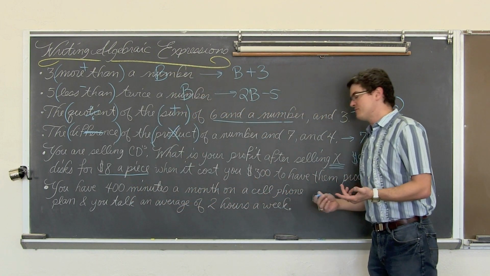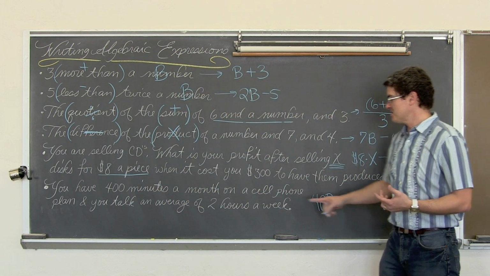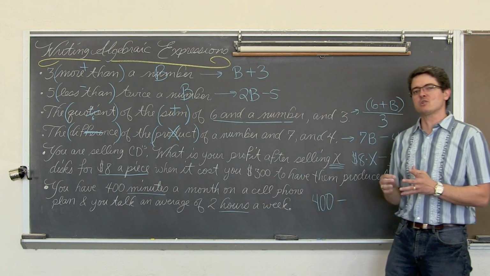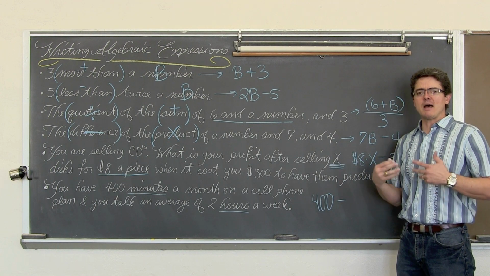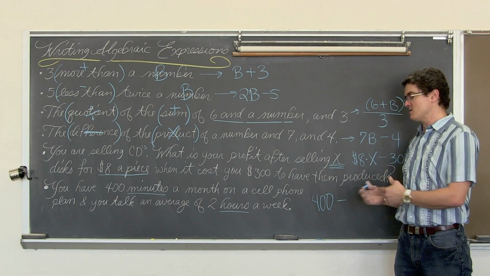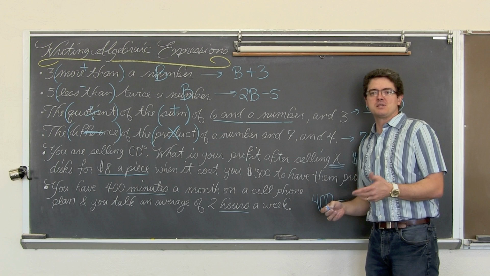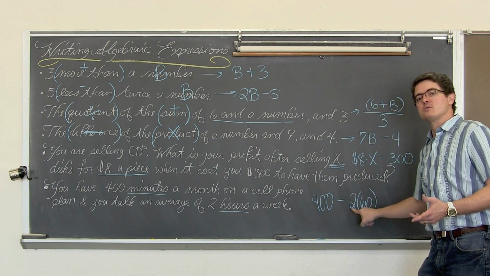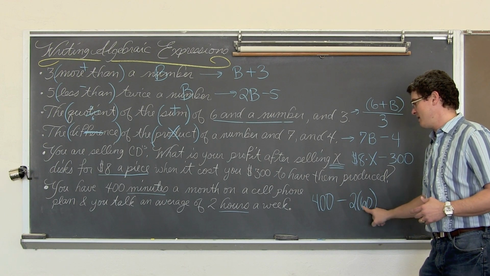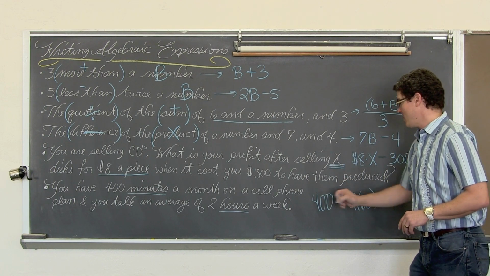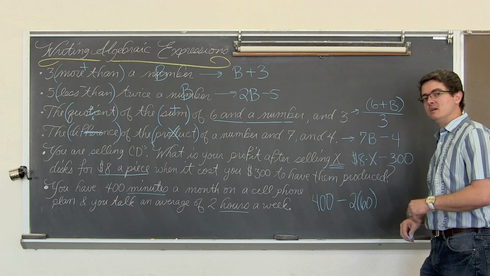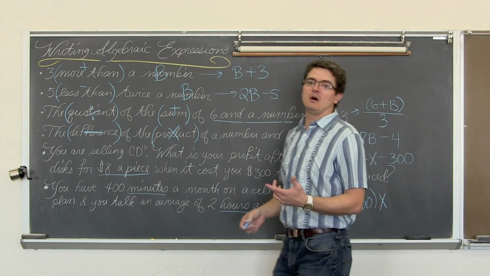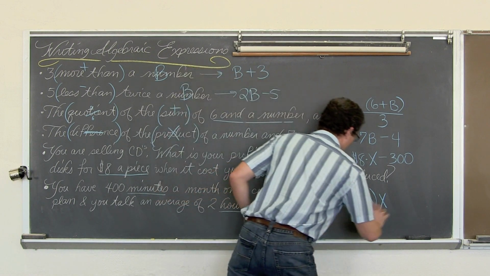Well, I'm talking an average of 2 hours a week, but this is in hours, and the problem starts off in minutes. So I've changed my units of measure, and normally in algebra and mathematics, we need all those units to match, and indeed in this example we will as well. So I'm going to take 60 minutes an hour, or 2 times 60, for the 2 hours a week that I talk, and I want this to be in minutes and not in hours. So I have 400 minus 2 times 60 to convert my hours into minutes, times x, my number of weeks. Maybe I'll just put a W for week.